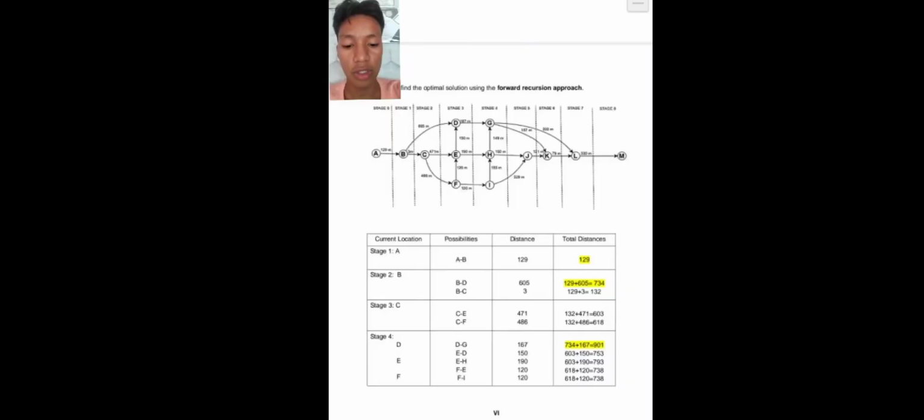Next, find the optimal solution using the forward recursion approach. Current location, stage 1, A. Possibilities, path A to B, the distance of 129 and the total of 129. Stage 2, B. Possibilities, path B to D and B to C. The distance of B to D is 605 and the distance of B to C is 3. So the total distance of B to D is 129 plus 605 equals 734. And the total distance of B to C is 129 plus 3 equals 132.